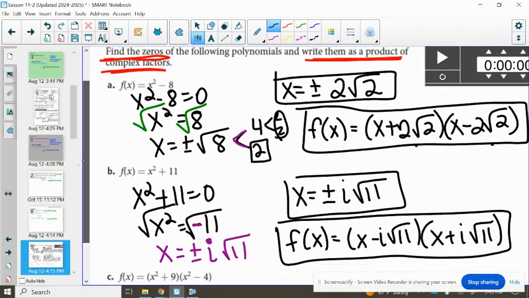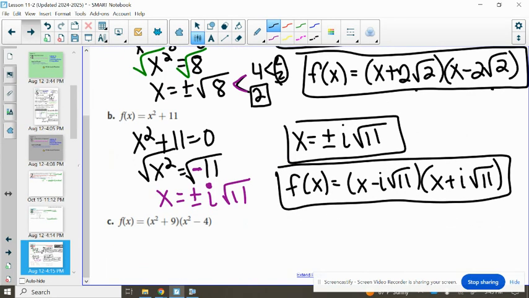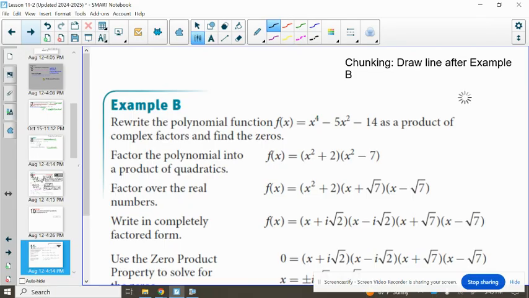All right, part C we'll leave for you. And otherwise, we are moving on then to example B.